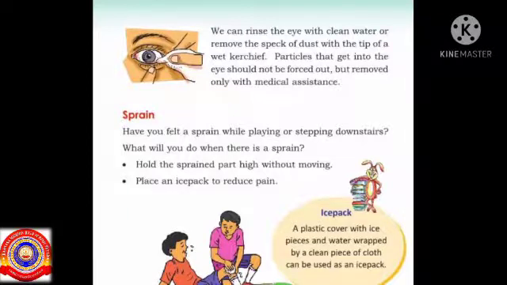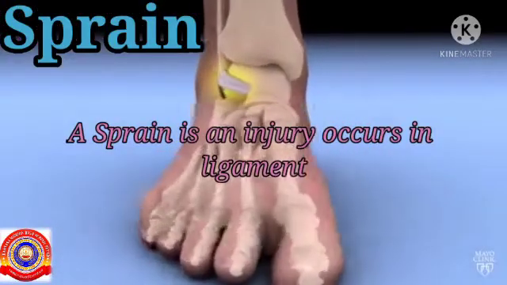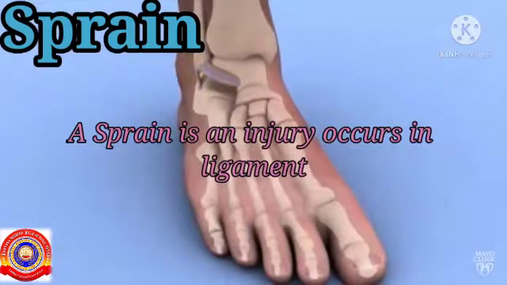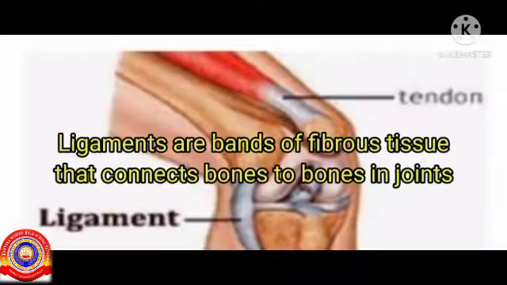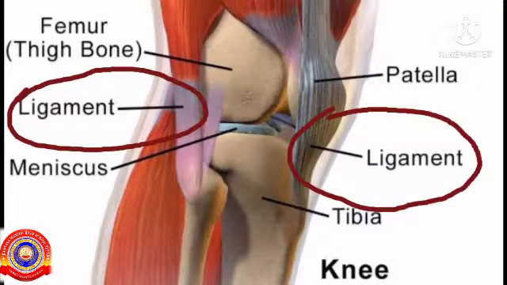Okay, did you understand? The next topic that we have to discuss is sprain. Do you know what a sprain is? A sprain is an injury that occurs in a ligament. Ligaments are bands of fibrous tissue that connect bone to bone and joints. Look here, dears, the fibrous tissue that you see in this picture is called ligaments. In this picture, we can see the ligaments connecting two bones.